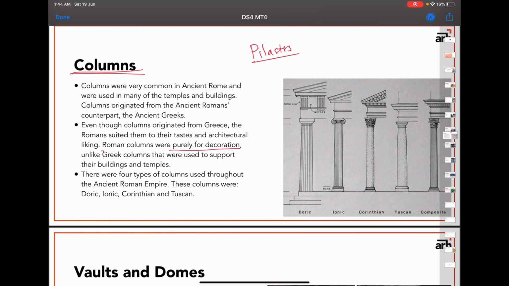But generally columns in Roman architecture were used purely for decoration. And as I said, Greek columns were used to support the building and temples, but in Roman architecture they were used mostly for the aesthetic appeal. And four common types of the columns that were used in Roman architecture were Doric, Ionic, Corinthian and Tuscan. So if you want to know more about this, search for classical architecture, and there are a plethora of terms that you will understand when you research about this. You will also learn about what is abacus, what is pediment, what is dentil, what is cornice. Please go and read about classical architecture as well.